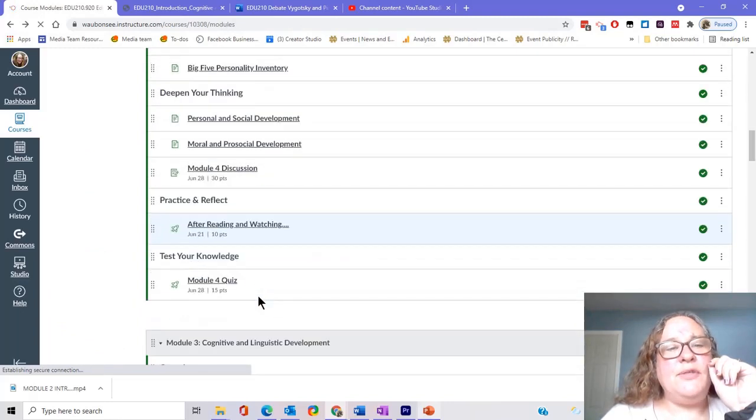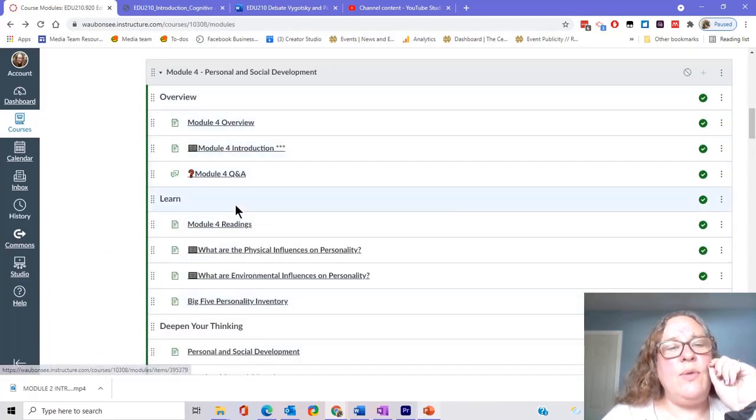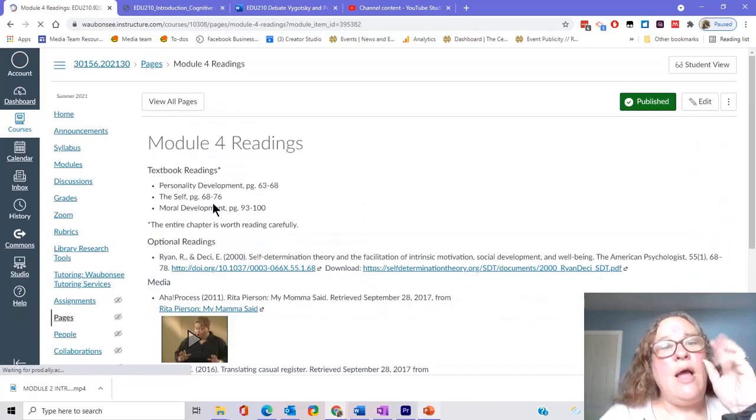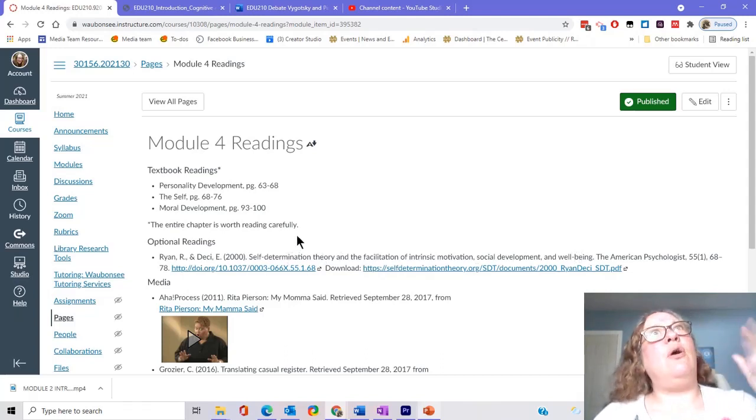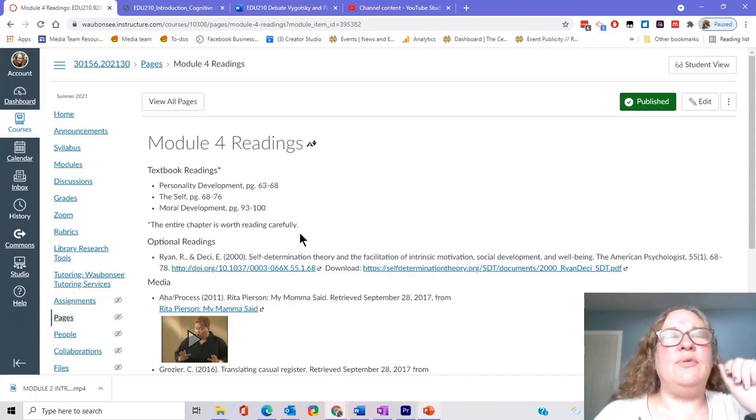We also have some readings this week. In the Module 4 readings, there are some required readings in the textbook. I've selected some specific sections, but I think the entire chapter is worth reading carefully. I've also given an optional reading on intrinsic motivation and social development, called Self-Determination Theory. There was a book called The Gift that went out years ago, I think it was on the Oprah show, that talked about how we create our own universe, we create our own destiny. And of course, is it destiny?